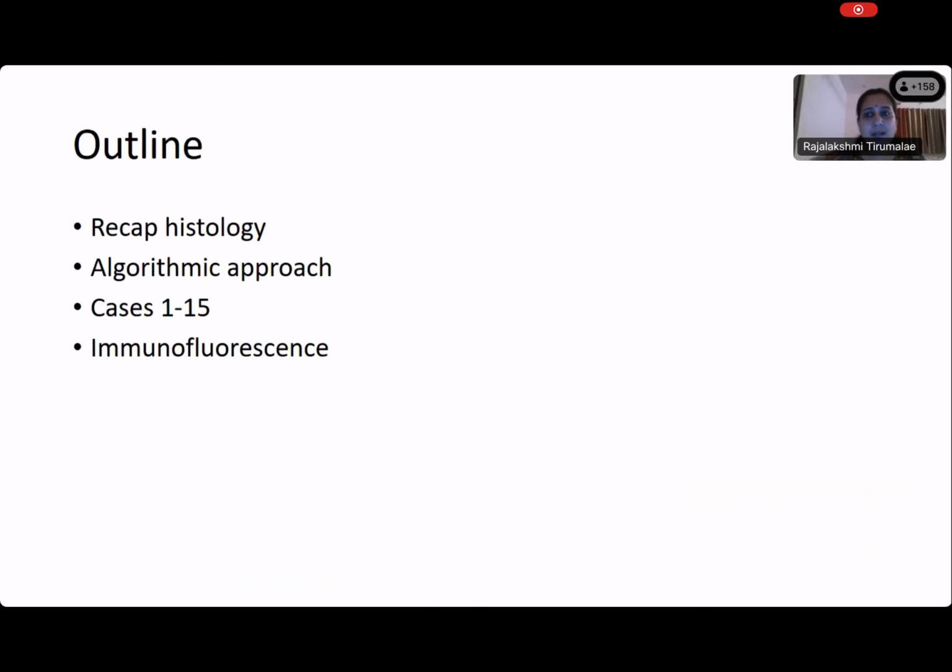So this is the plan for today. A quick recap of histology, although I'm sure everybody knows it, and how the pattern-based or the algorithmic approach works. And then we'll go into the cases. And when we talk about bullous lesions, I'll also be talking a little bit in detail about immunofluorescence. So I hope that is okay with everyone.